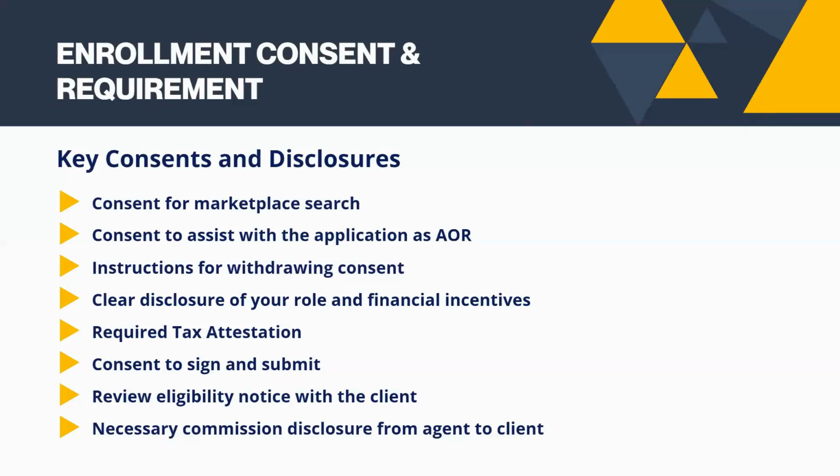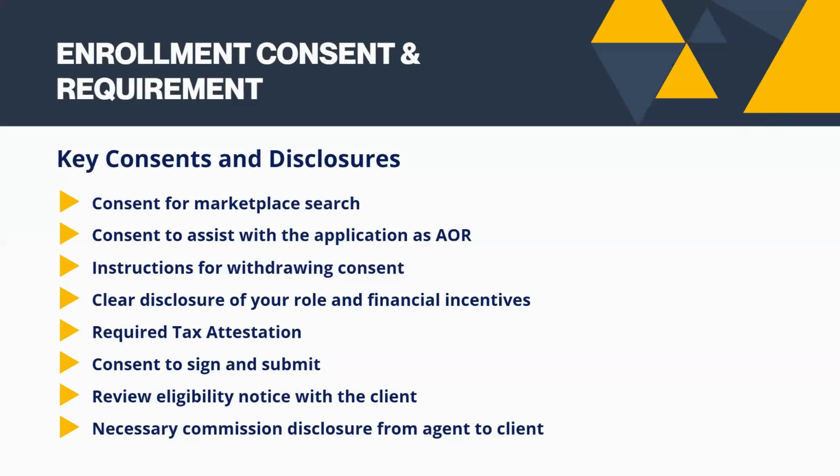Enrollment consent and requirements. Some key consents and disclosures. You do need consent for marketplace search. Make sure that is on a recorded line. Make sure that is a wet signature, an e-signature, whatever the case is, you need consent. You need consent to assist them with their application as the agent of record. You need to give them instructions for withdrawing consent.